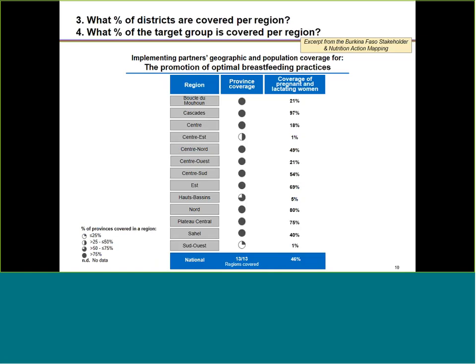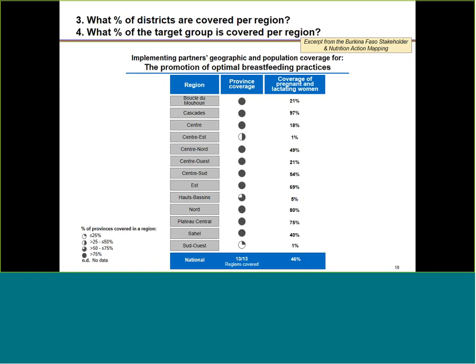The next 2 questions are, what percent of districts are covered per region, and what percent of target groups are covered by region? This example builds upon the information that was presented in the last slide by providing more detailed information about the promotion of optimal breastfeeding practices. The first column lists the regions that make up Burkina Faso, and the second column presents the coverage of provinces that receive the action within each region.